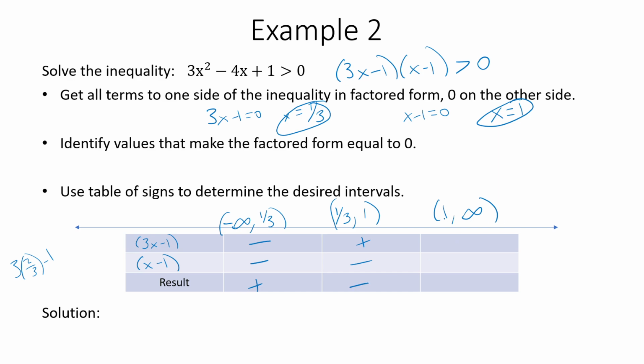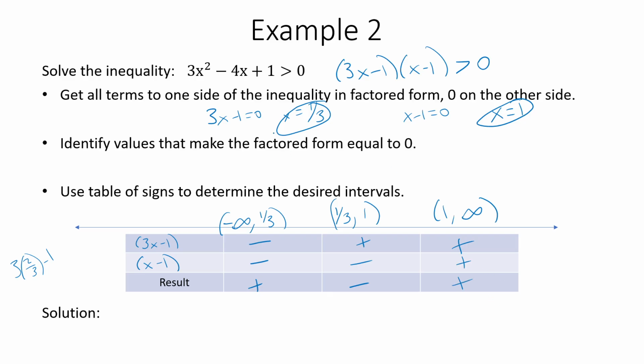All right, let's look at the last interval from 1 all the way to infinity. Let's look at what happens if we plug 2 in. If I plug 2 in here, 3 times 2 is 6. 6 minus 1 is a positive number. If I plug 2 in here, 2 minus 1 is a positive number. So I wind up with an overall positive number.